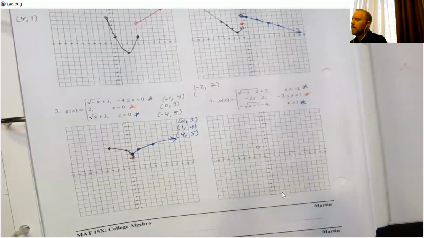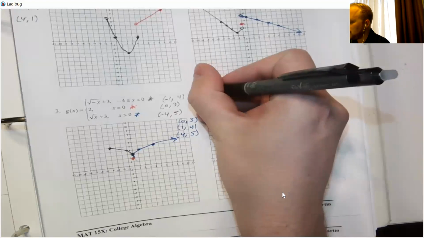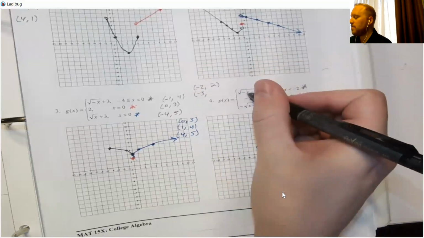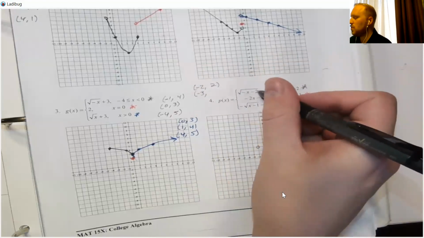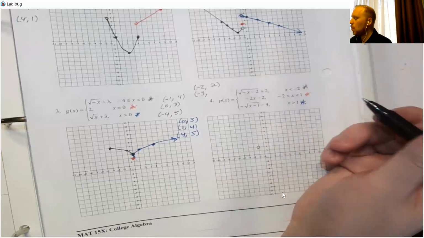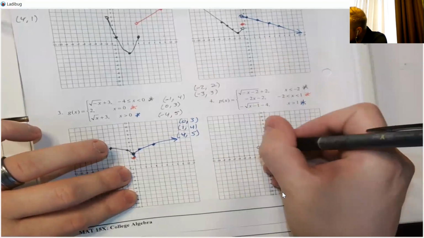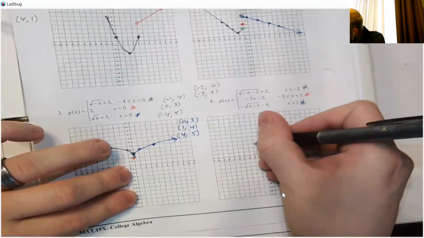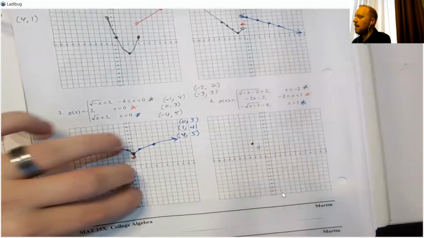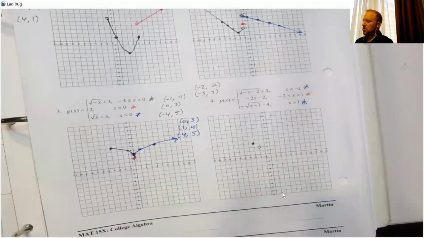So I could pick, let's see here. I could probably pick -3 in there because -3 is less than -2. If I plug -3 in there, that would give me +3. 3 minus 2 is 1. 1 plus 2 is 3. So I have -3, comma 3. Okay. And then let's just do one more.